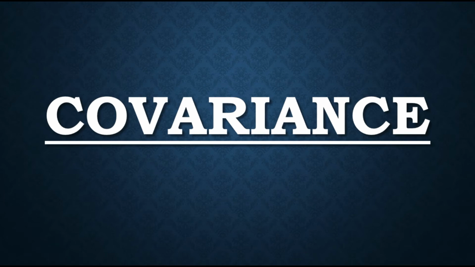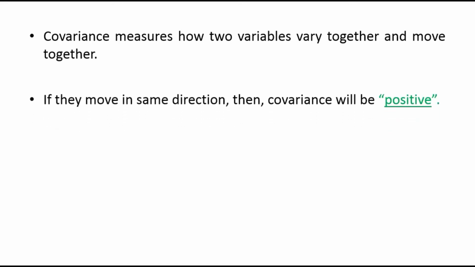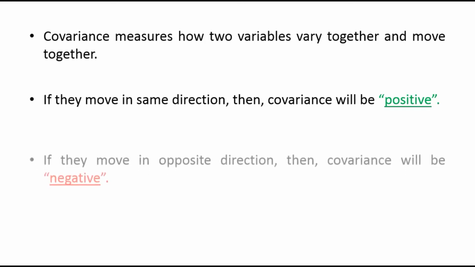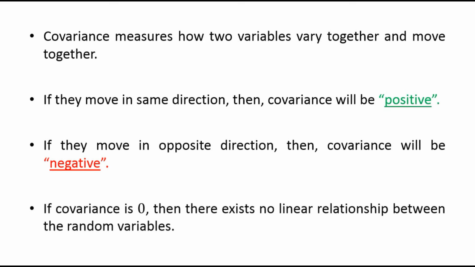Hello students, today's topic is covariance. Covariance measures how two variables vary together and move together. If they move in the same direction, then covariance will be positive, and if they move in opposite direction, then covariance will be negative. If covariance is 0, then there exists no linear relationship between the random variables.